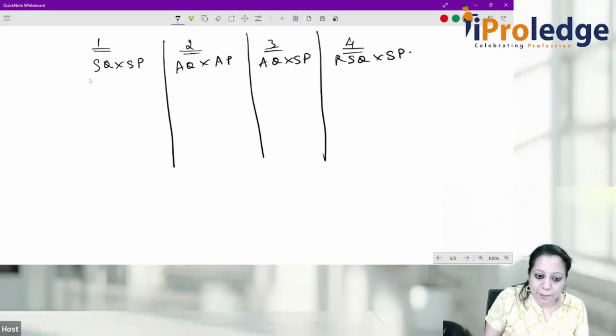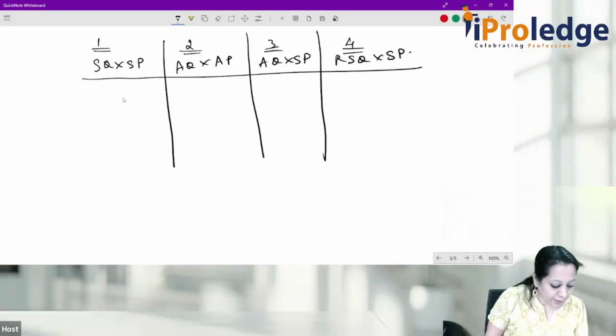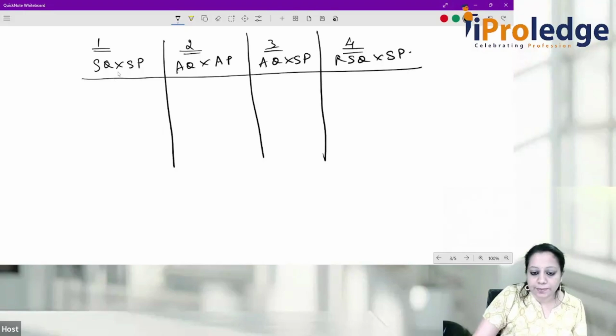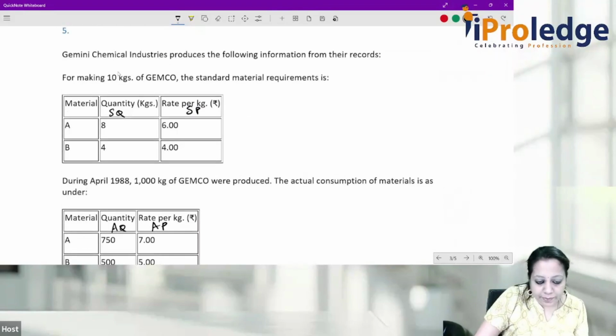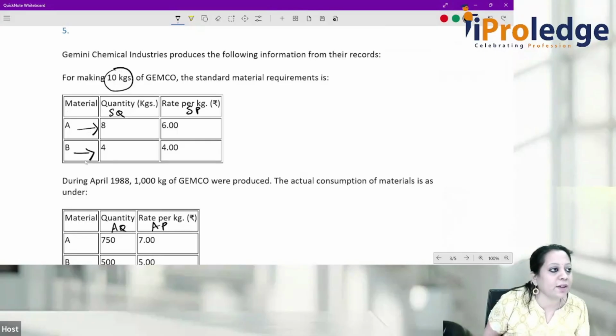Now we will proceed to standard quantity. How are we supposed to find it out? Now I'll go here. You all can see for making 10 kgs, we need 8 kgs of A and 4 kgs of B. Right, students?